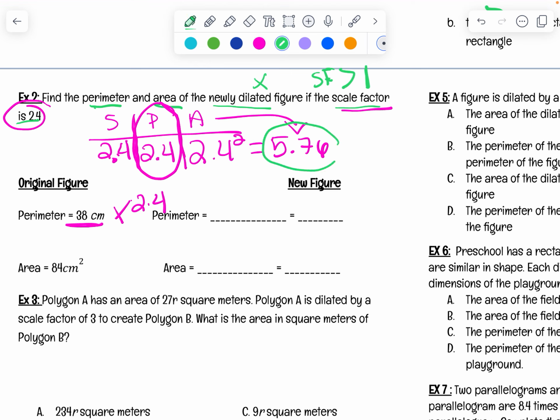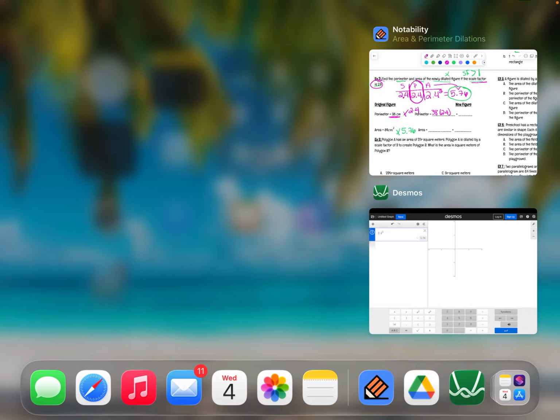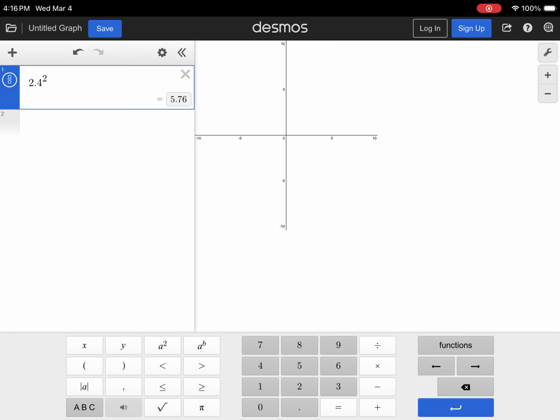For this part, I'm going to write it on here. So the original perimeter is 38 times the perimeter scale factor is 2.4. I'm going to go to Desmos and put that in there. 38 times, I believe it was 2.4. And so my new perimeter is going to be 91.2 centimeters. And I'm going to block it because that's what they're asking for.